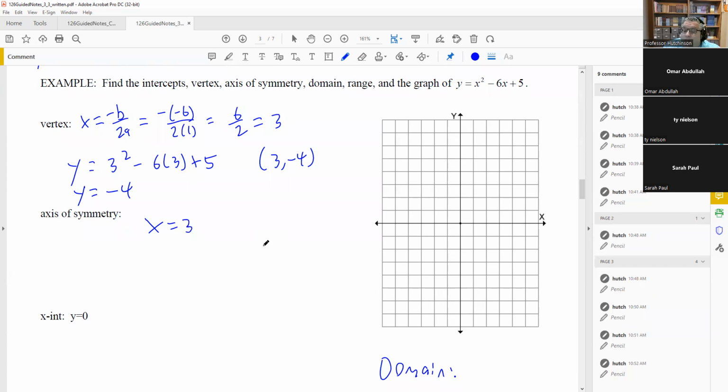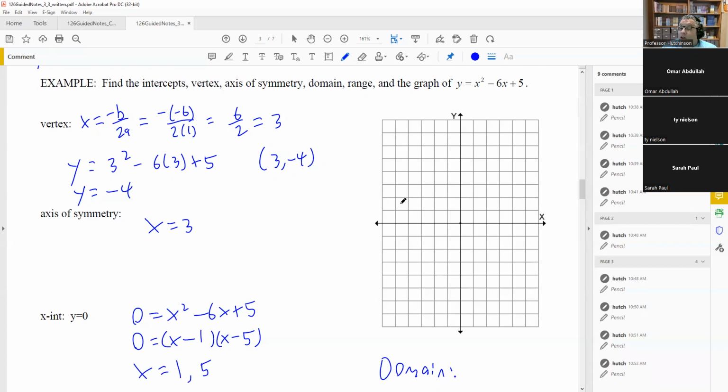Next, we want to find intercepts. The x-intercept is where y equals 0. So I want to do 0 equals x squared minus 6x plus 5. Now this is something that can be factored. So this is why, again, we want to know the factoring techniques from the previous section. So I have x and x here. You're looking for two numbers that multiply to make 5 and add to be 6. It's going to be 1 and 5. Both of those have to be negative, though, in order for it to add up to negative 6. If you set both of those equal to 0, you're going to get 1 and 5.